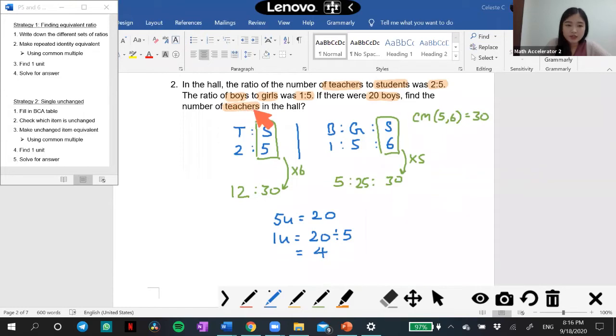So find the number of teachers in the hall. Teachers you have, do I look at 2 or 12? 12, thank you. So 12 units, let's find it. 4 times 12. Right, 48. So 48 teachers in the hall.